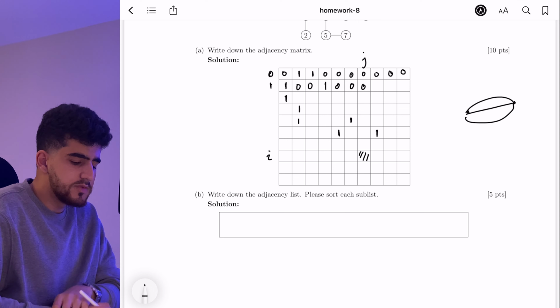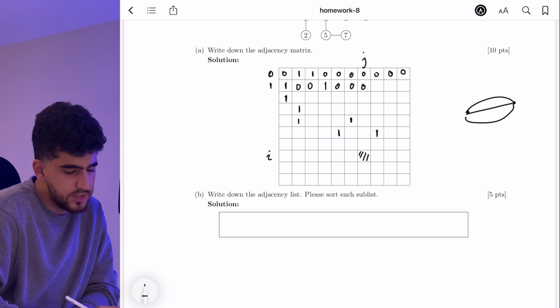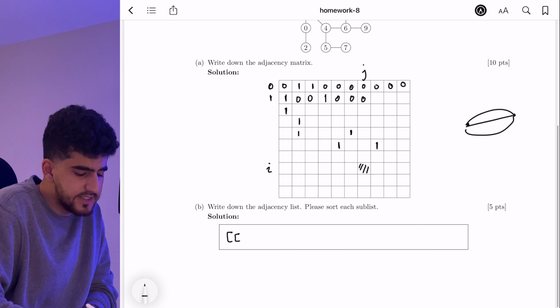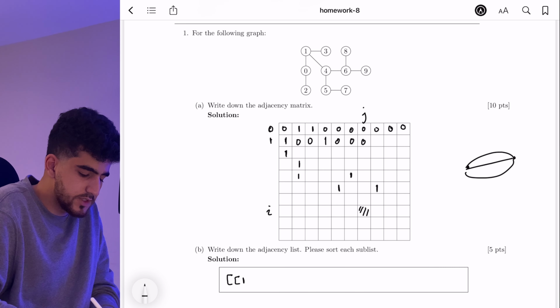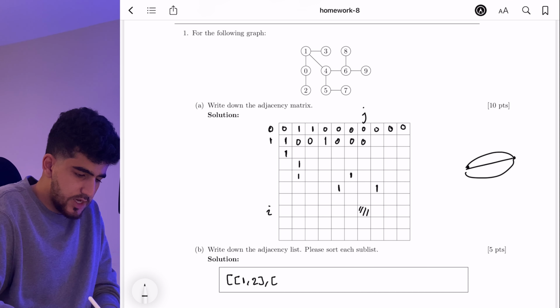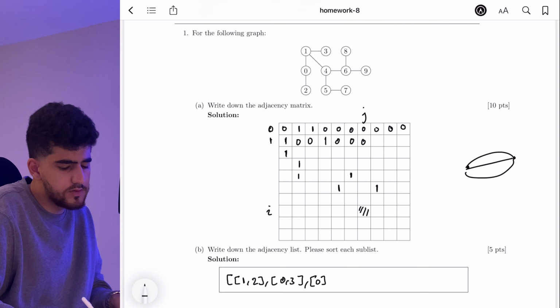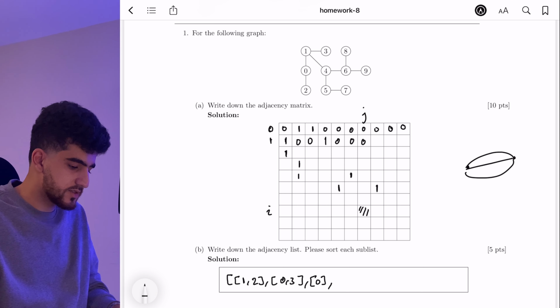Now write down the adjacency list. Please sort each sublist. Well, for the first vertex, vertex 0, we know that the adjacency list is that vertex 0, as I said, is connected to vertex 1 and vertex 2. Vertex 1 is connected to vertices 0 and 3. Vertex 2 is connected only to vertex 0. So this way we can just find the adjacency lists.